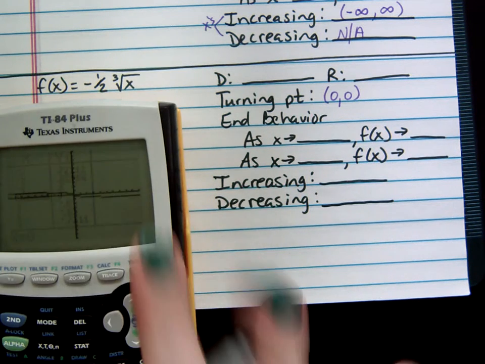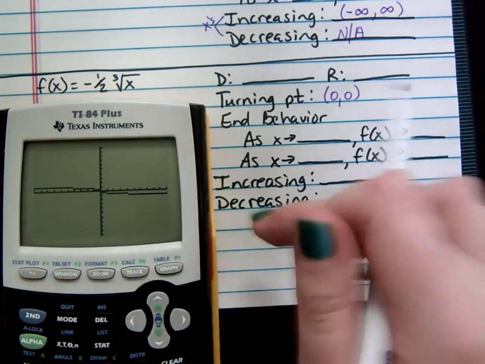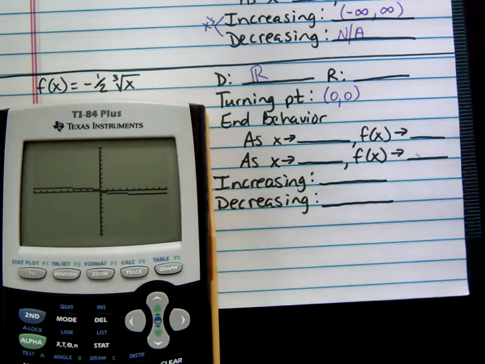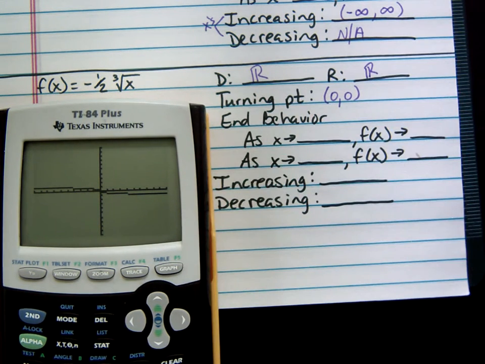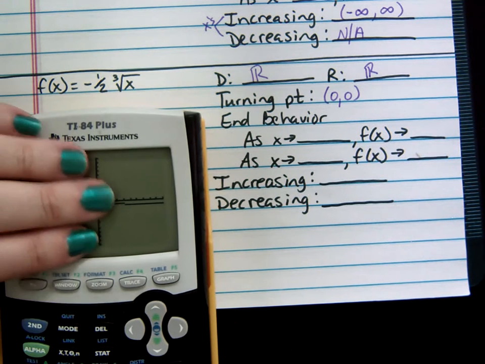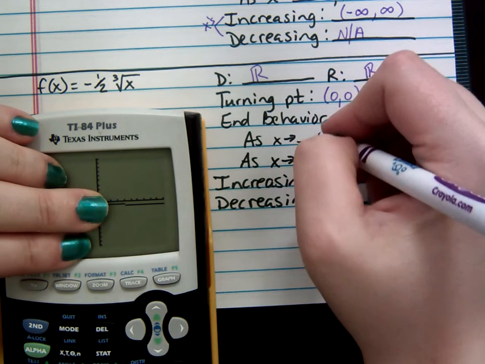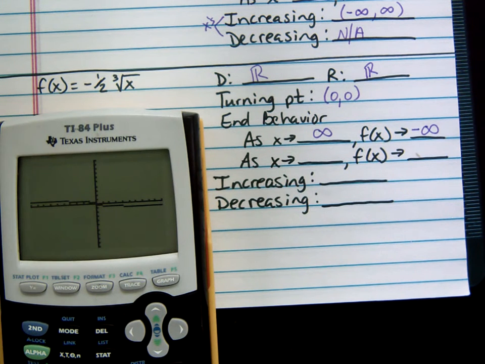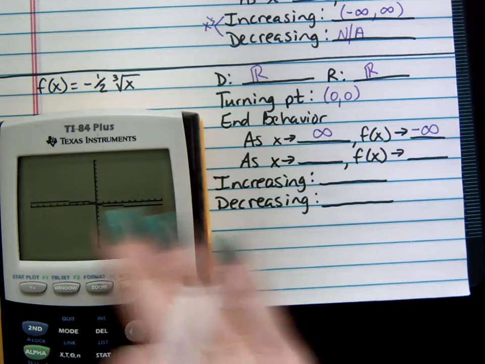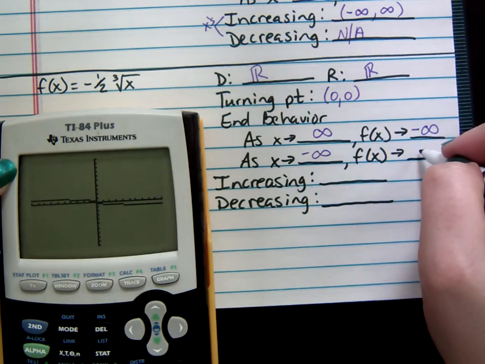Now, back to the graph. Left and right, it has no limit, so domain is all real numbers. Up and down has no limit, so the range is also all real numbers. For our end behavior, again, I usually start on the right side. It's going right and down. Right is positive, down is negative. And it goes on forever, so it's infinity. On the other side, it's going left and up. Left is negative, up is positive.